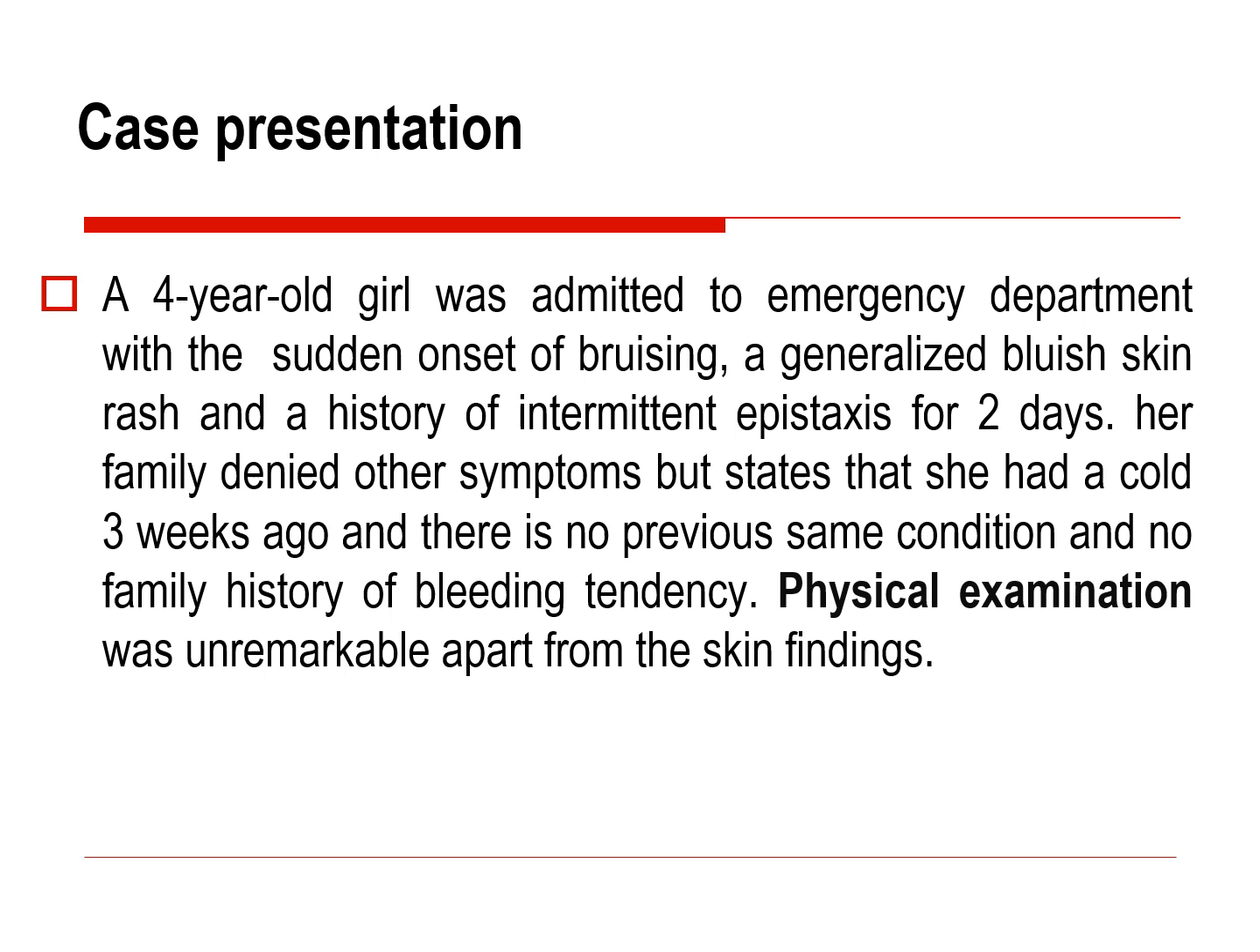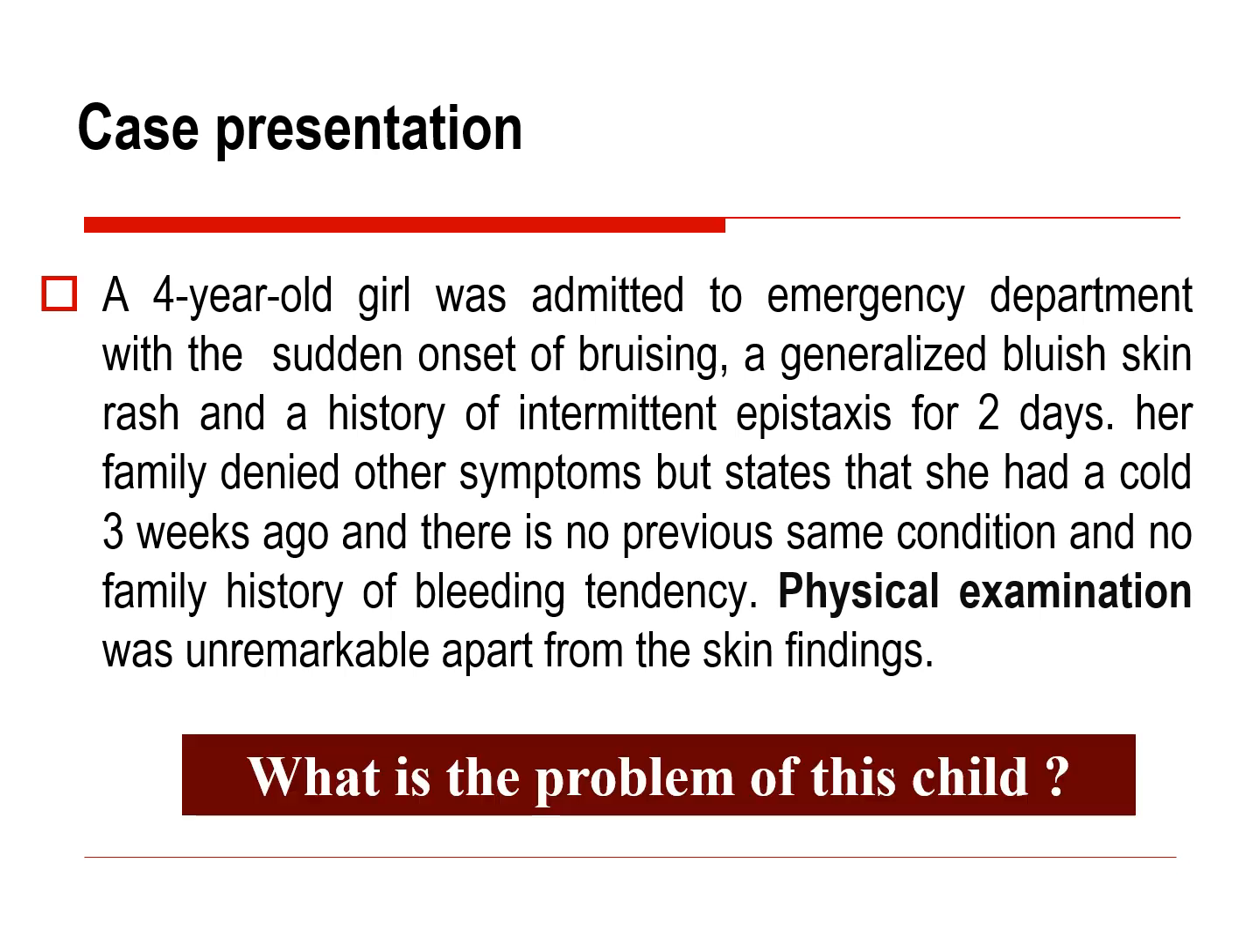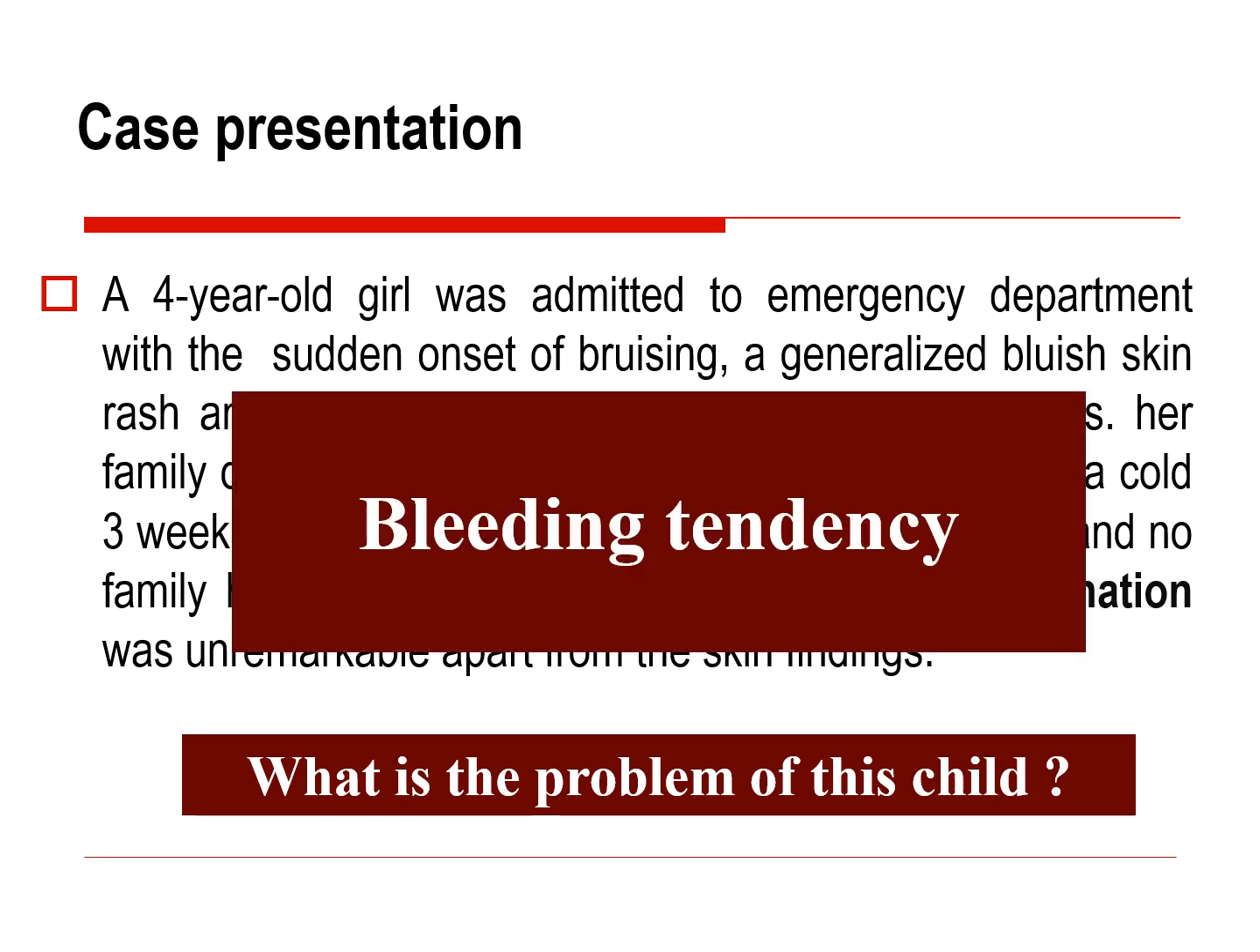A 4-year-old girl was admitted to the emergency department with sudden onset of bruising, a generalized bluish rash, and a history of intermittent epistaxis for 2 days. Her family denied other symptoms, but stated that she had a cold 3 weeks ago, and there is no previous same condition and no family history of a bleeding tendency. Physical examination was unremarkable, apart from the skin findings mentioned above. What is the problem of this child? Obviously, from the signs and symptoms mentioned in this case, the child is suffering from a bleeding tendency.